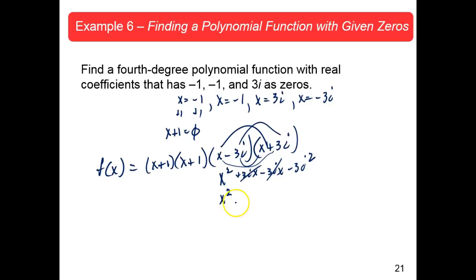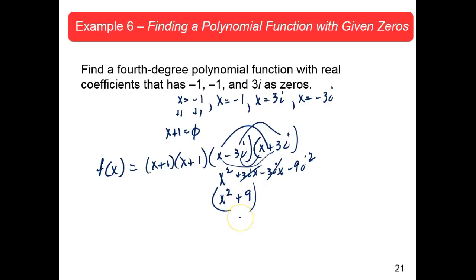X squared. Now, what in the world is i squared? Negative 1. And what's negative 3 times negative 1? Wait. 3i times 3i is what? It's not 3i squared. 3 times 3 is 9, so it's 9i squared. I squared is negative 1, so negative 9 times negative 1 is plus 9.